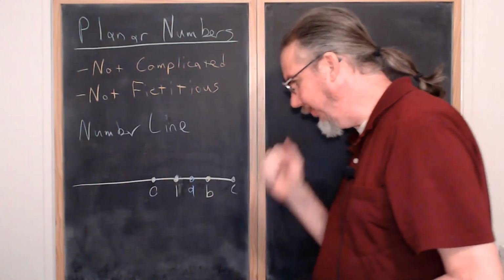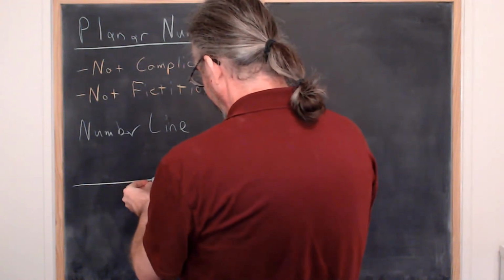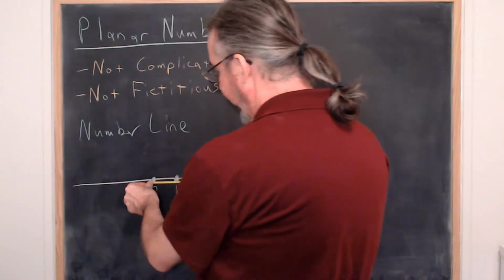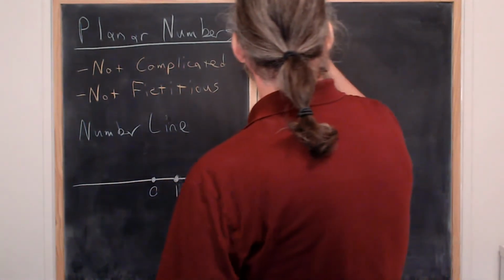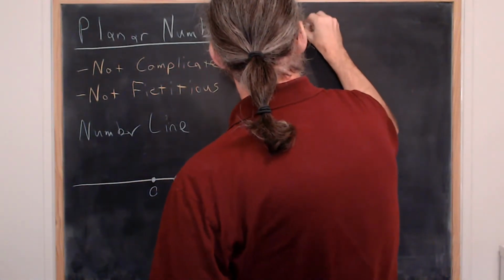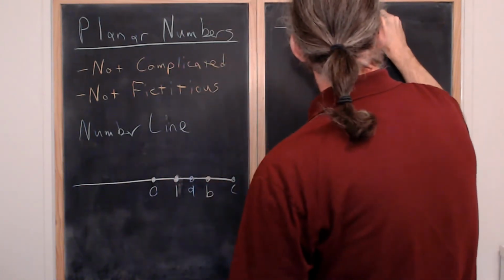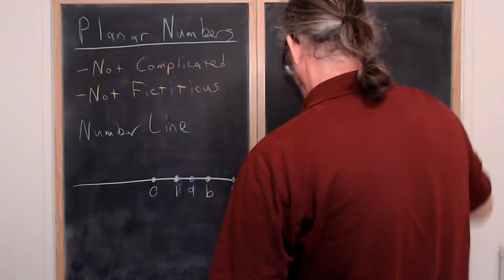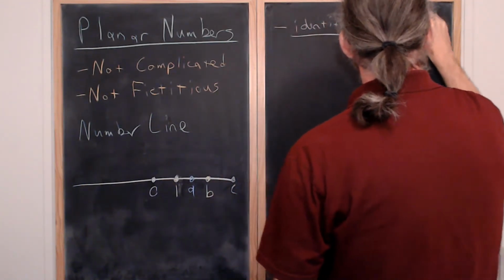Some of the properties of multiplication, well, the first thing is if I multiply by 1, I'm not stretching anything because 1's already at 1, so it doesn't move any of the points. So we have that identity property, because we have 1 times A equals A.